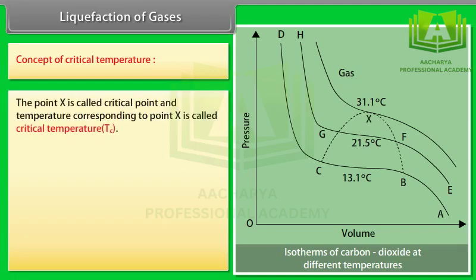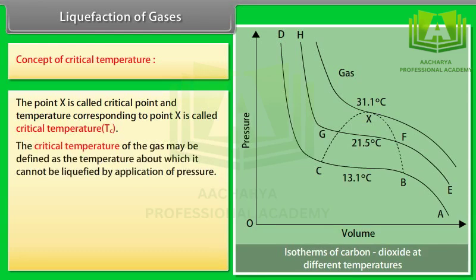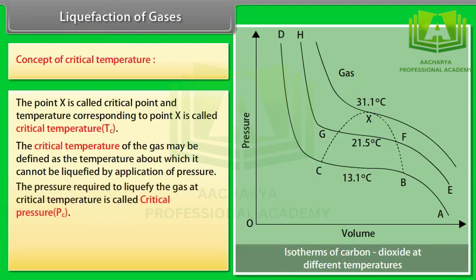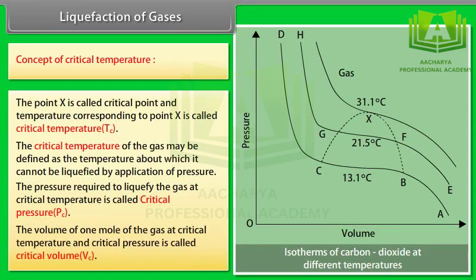The point X is called the critical point and the temperature corresponding to point X is called critical temperature. The critical temperature of the gas may be defined as the temperature above which it cannot be liquefied by application of pressure. The pressure required to liquefy the gas at critical temperature is called critical pressure. The volume of 1 mole of the gas at critical temperature and critical pressure is called critical volume.